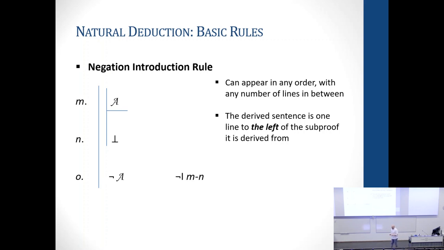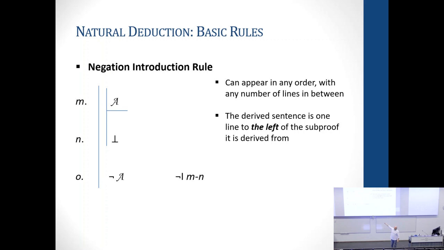So here's the rule for negation introduction. Negation introduction says if you have a subproof that starts with a sentence and ends in a contradiction, then one line to the left, you can negate the sentence you started with. What's the idea? The idea is if A is true, a contradiction follows. So A must be false. That's what this reasoning shows.